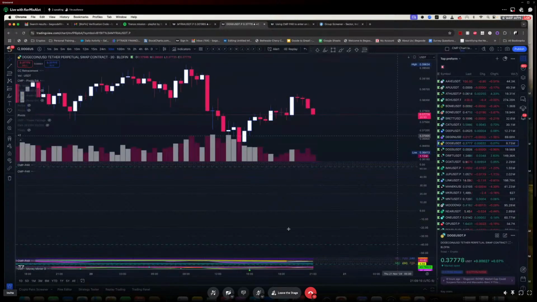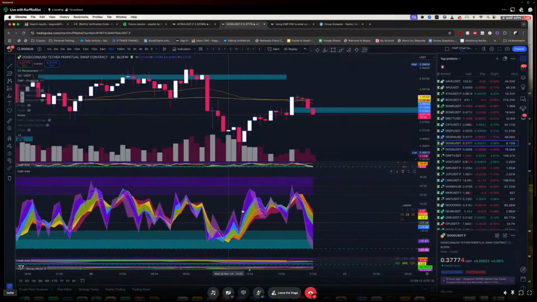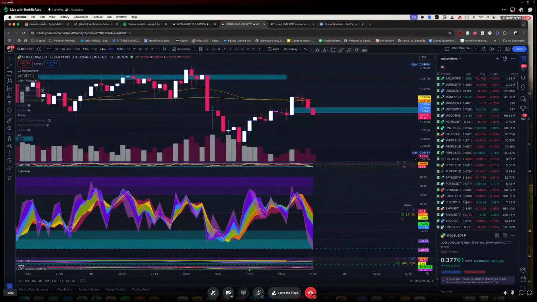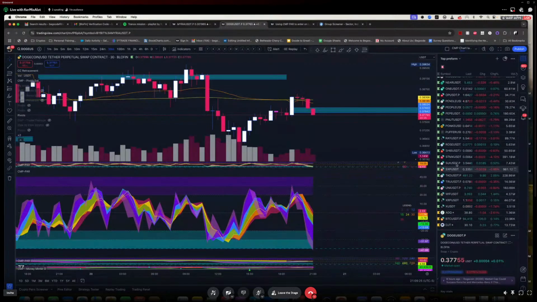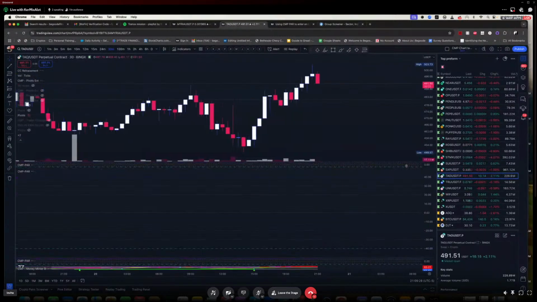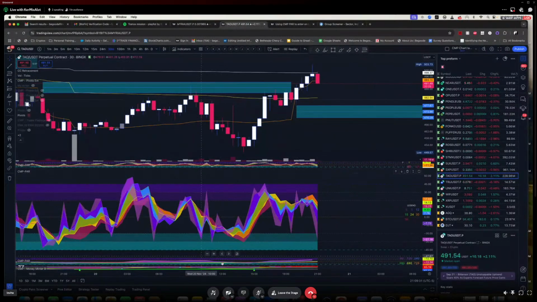For Doge, it was another low time frame par gap, so you got to play out of that. Tau. Now, Tau I want to highlight because it had the scalp and the higher time frame, so it really had a good move on that one. All right, this one was nice.